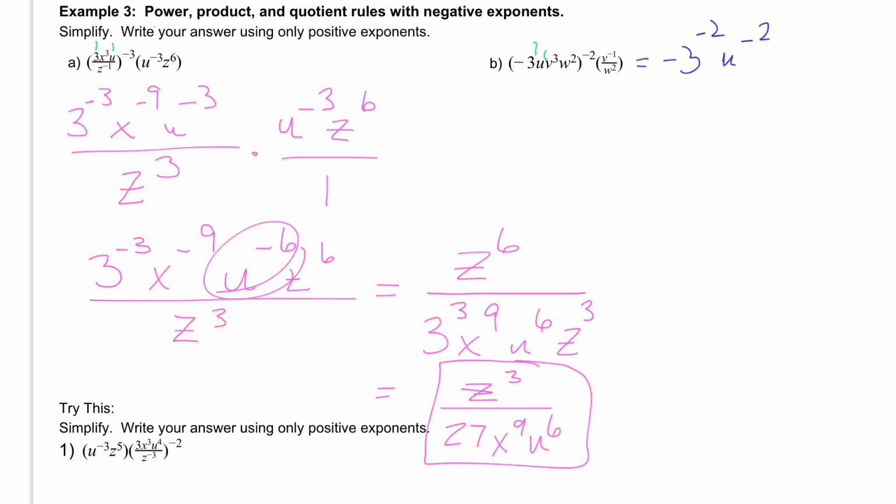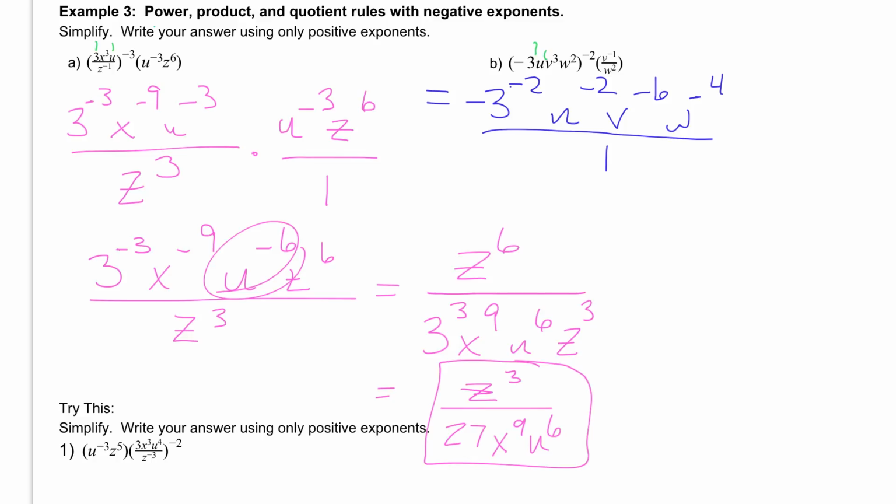You know what, we're not going to have room up there. Let's move this below just to have a little bit more room. So same idea. Negative 3 to the negative 2, u to the negative 2, v to the negative 6, and w to the negative 4. And since we're going to be multiplying this by a fraction, let's keep this over 1.